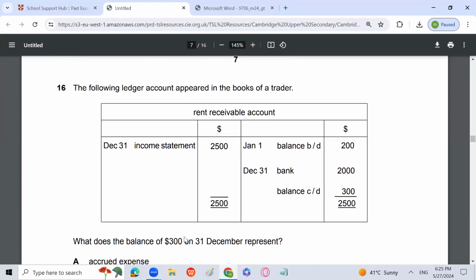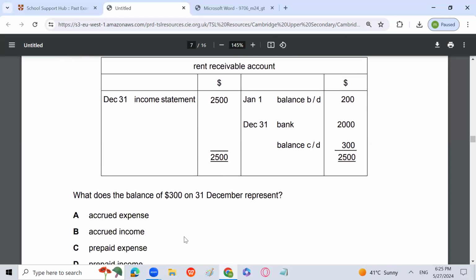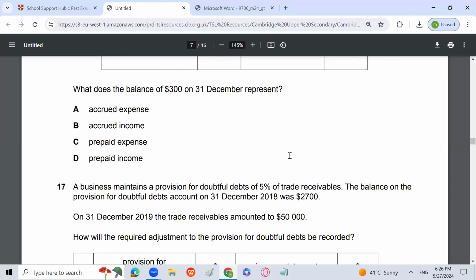So the rent receivable ledger account is given. If you look at this, the brought down balance is received in advance. The bank figure, income statement and balance carried down are also given. What does the balance of 300 on 31st December represent? This is known as accrued income: income earned but not received. This is accrued income, outstanding income. So A is the answer for this.